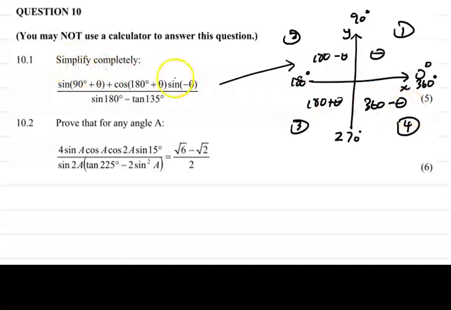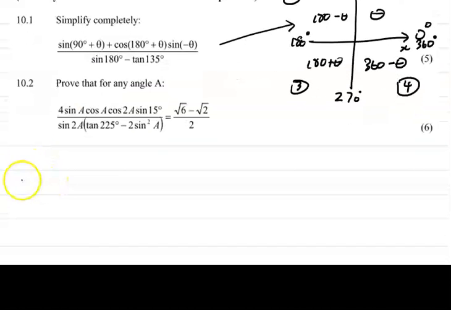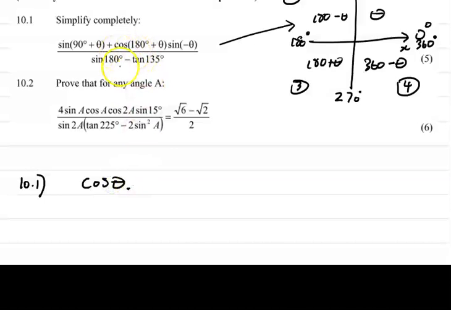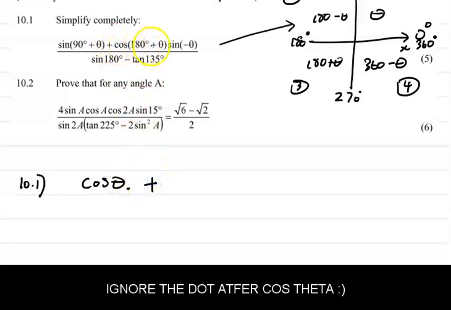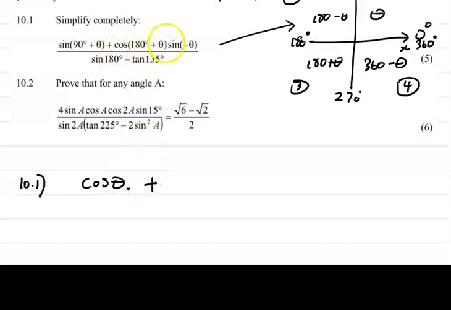So let's look at the first thing that we have, which is sine of 90 plus theta. Now in your functions and co-functions, sine of 90 plus theta will become cos of theta. So for 10.1, we'll write sine of 90 plus theta is equal to cos of theta, plus cos of 180 plus theta.